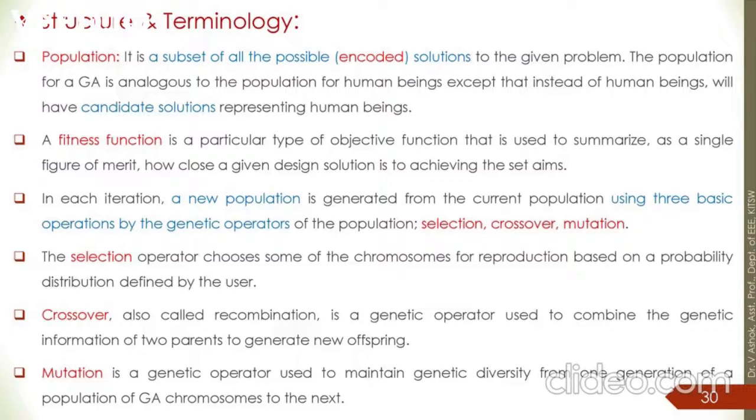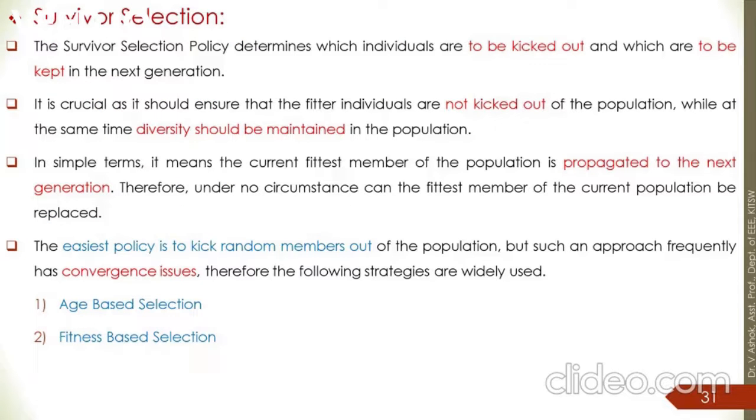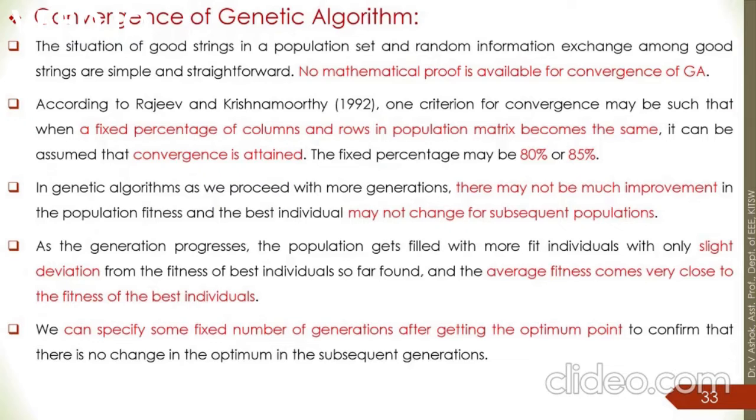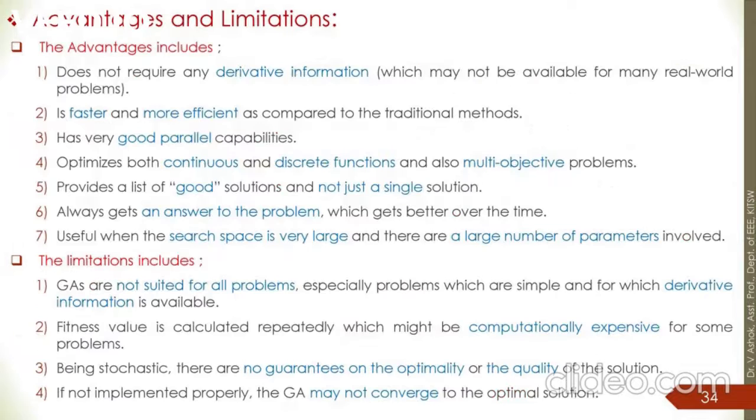Fitness function is a particular type of objective function. In each iteration, a new population is generated. Crossover is the next function. In the survivor selection policy, it decides which individuals are kicked out. It is crucial and should ensure that fitter individuals are not kicked out. The termination condition of the genetic algorithm is important to determine; a genetic algorithm will end when there has been no improvement in the population. We reach convergence of a genetic algorithm when there is a situation of good strings in the population set and random information exchange among the strings is straightforward. We can also specify some fixed number of iterations.